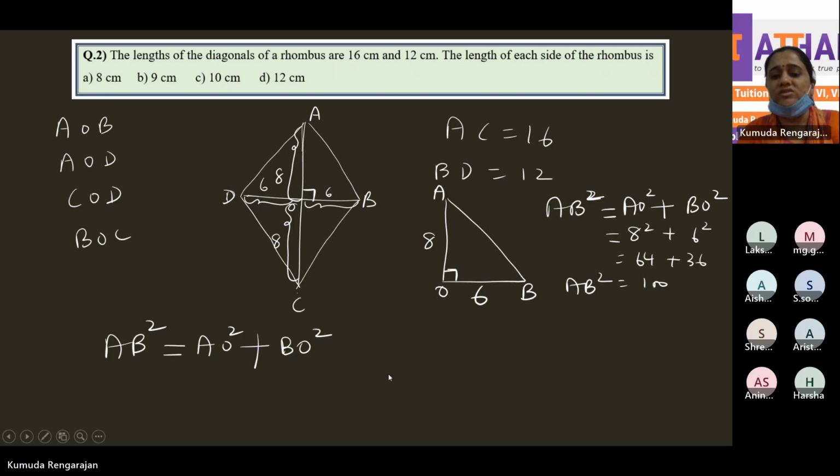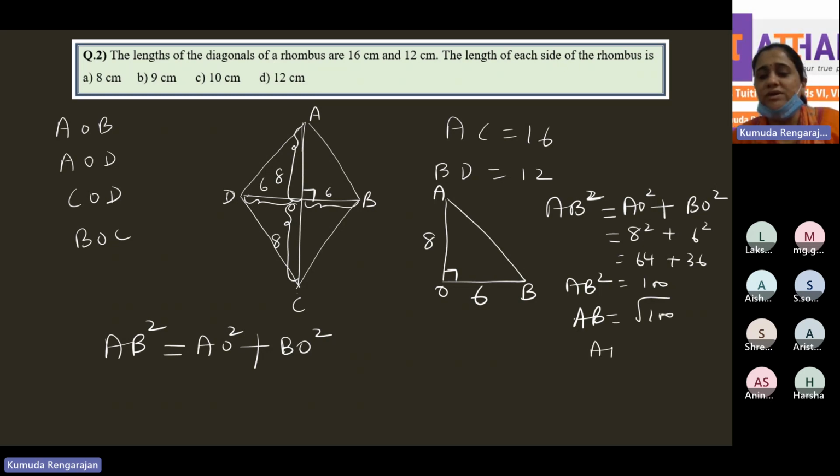So AB is equal to the square root of 100, which is 10 centimeters. So AB is 10, meaning the side of the rhombus. We know that in a rhombus all the sides are equal. So we found one of the sides, AB. AB is 10, which means all the sides are 10. So when the diagonals of a rhombus are given to you, you can find the length of the side of the rhombus using Pythagoras theorem.